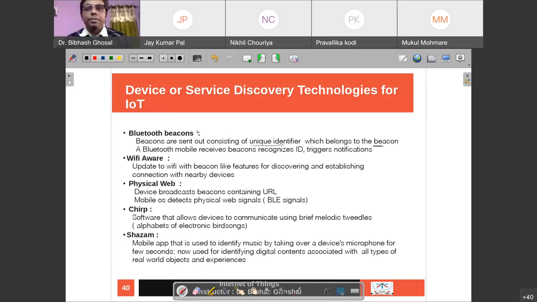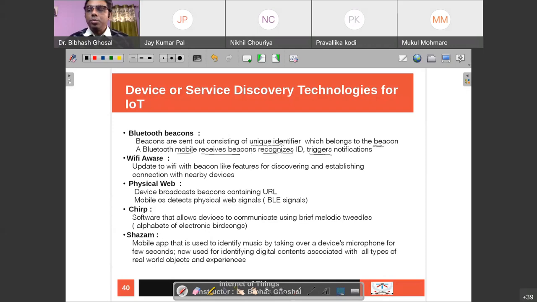And suppose you are using a Bluetooth device, maybe a mobile. So any user who's having a mobile that allows Bluetooth will be receiving these beacons. Okay, so they will receive the beacon, they will recognize the ID, and accordingly, they will trigger some notification. Simple. Okay, so the device generates beacons, the receiver receives them, identifies the ID, if it is known, and triggers some notifications. This is what it is saying. This is the most widely used.